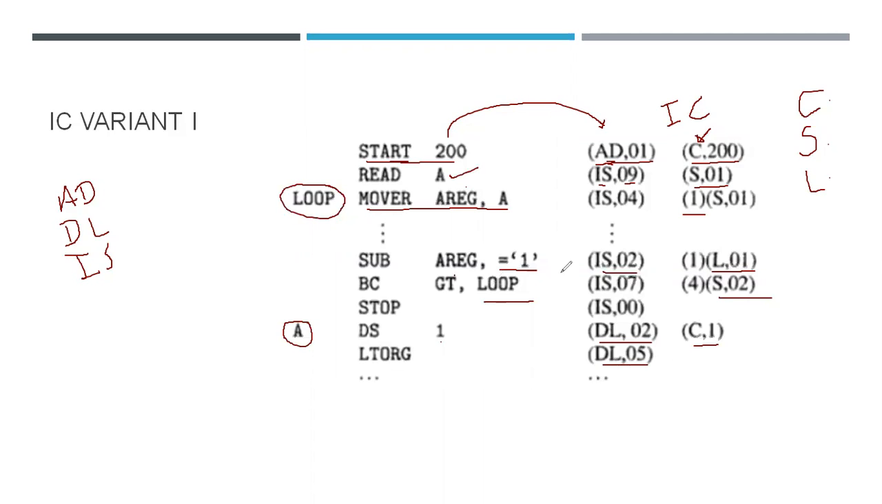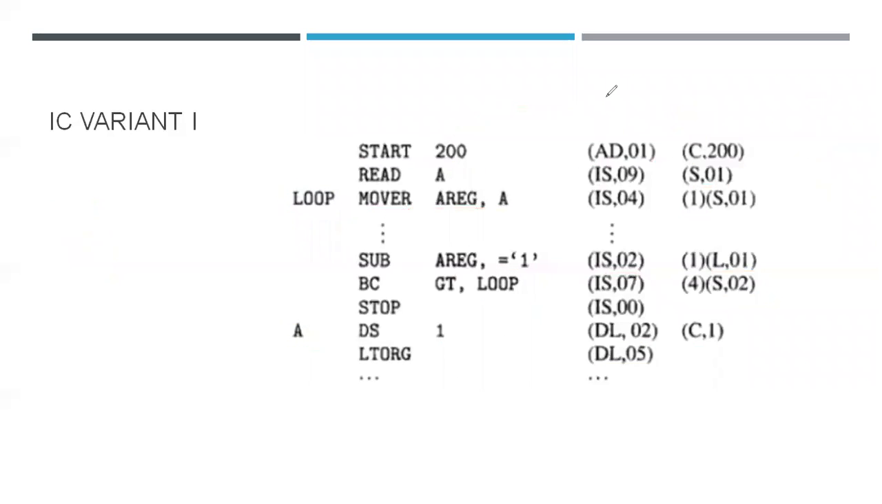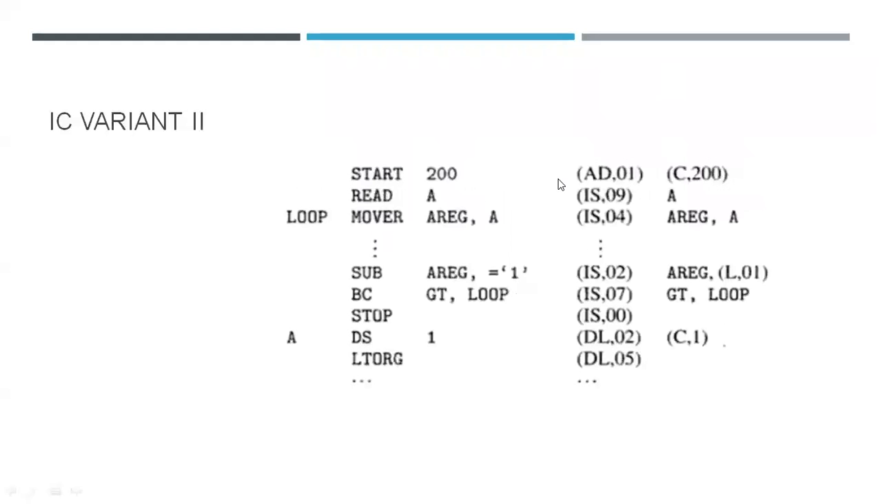I hope you got this particular example of an assembly language program converted into IC. This is called IC variant 1, where everything is processed. IC variant 2 is very easy. Let us go to IC variant 2.